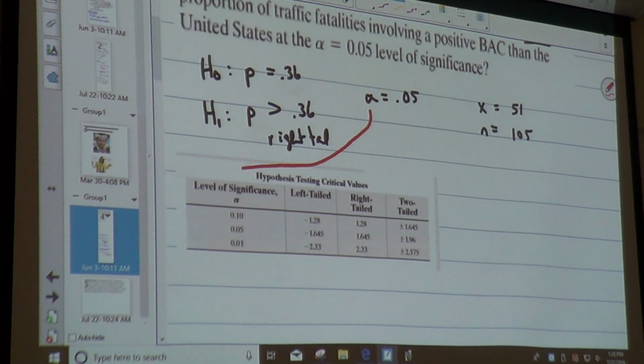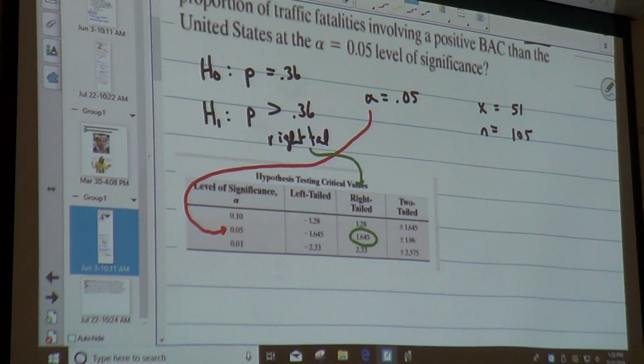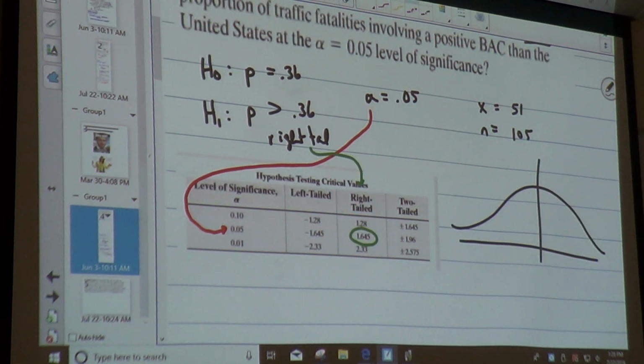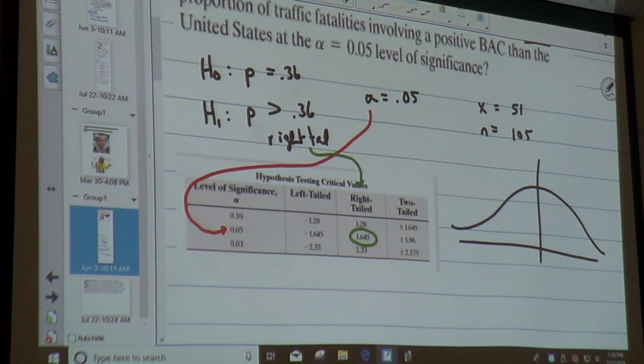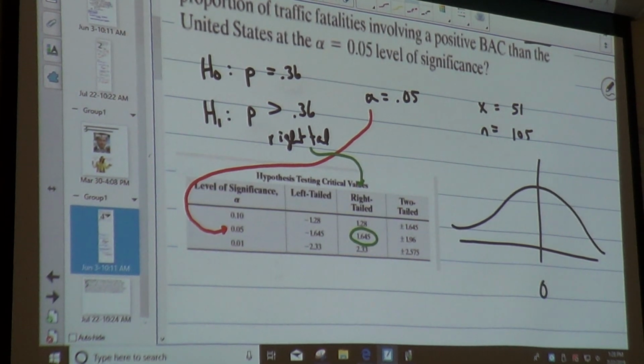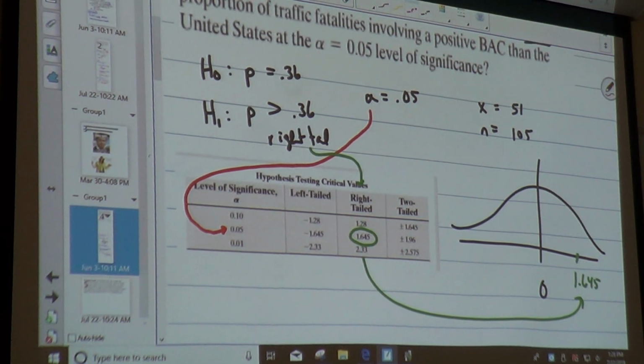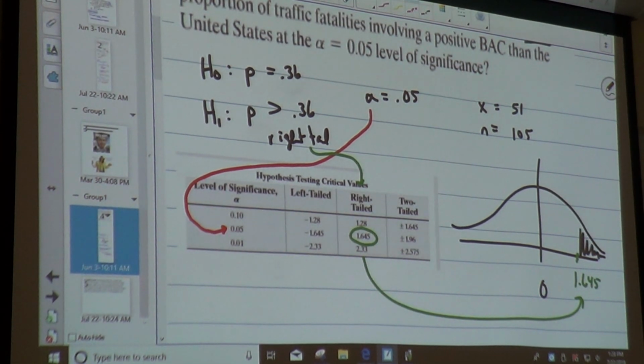So, we have an alpha of 0.05, and it is a right-tailed, which means we're coming at a 1.645. Are we good with that? Yeah. So that means we have a normal distribution with a mean of 0. And we just got our z-score is a 1.645. And it is right-tailed, which means we're shading to the right.